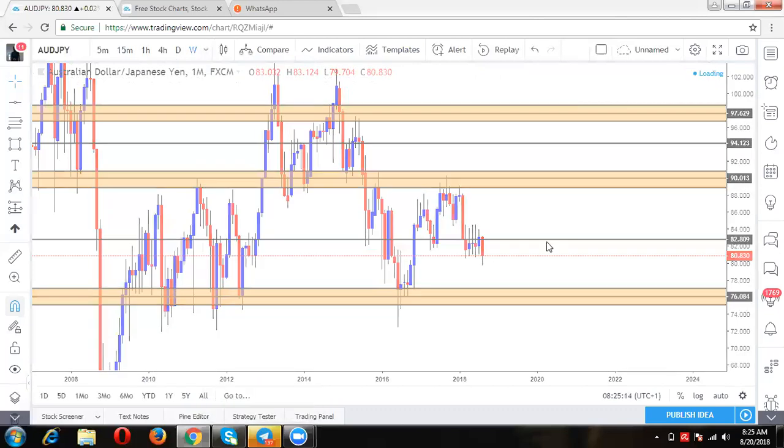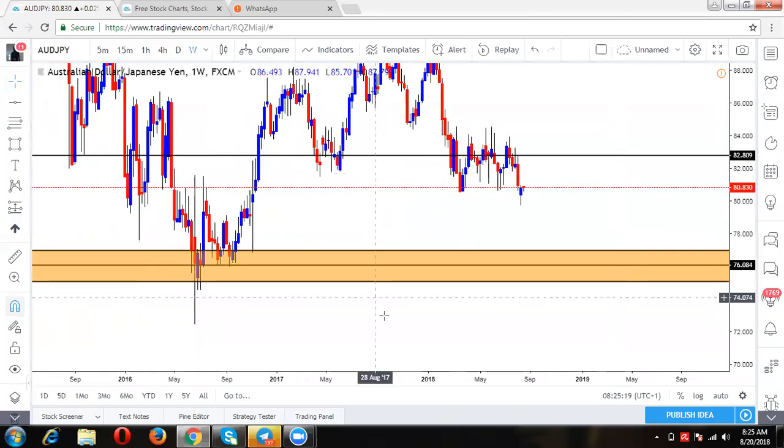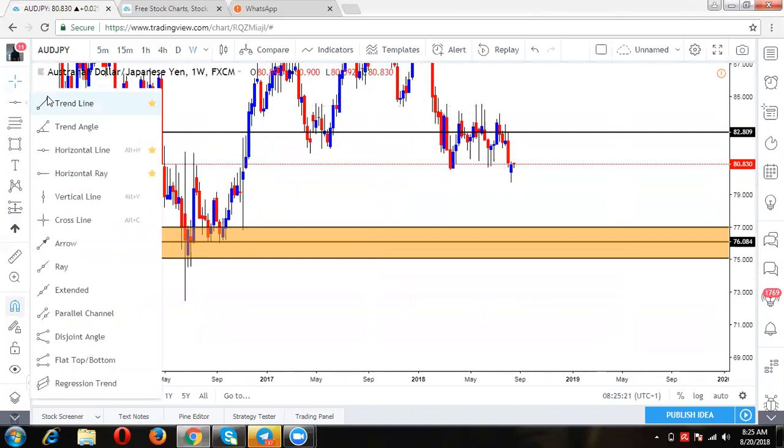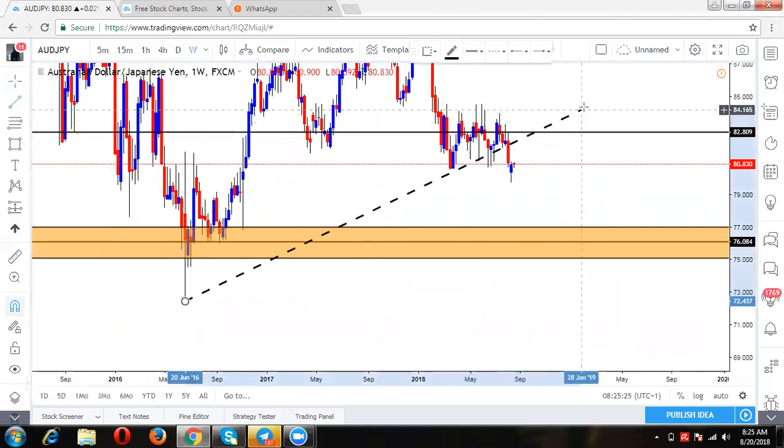So I go to my weekly. On my weekly, I want to draw out my trend line. I take from the tip. I can draw like this.